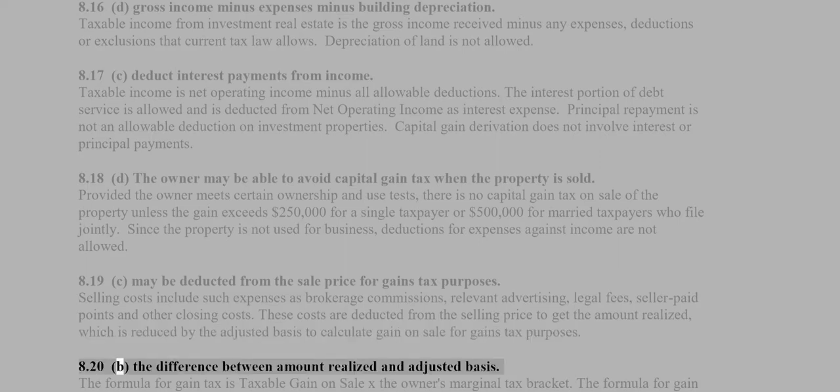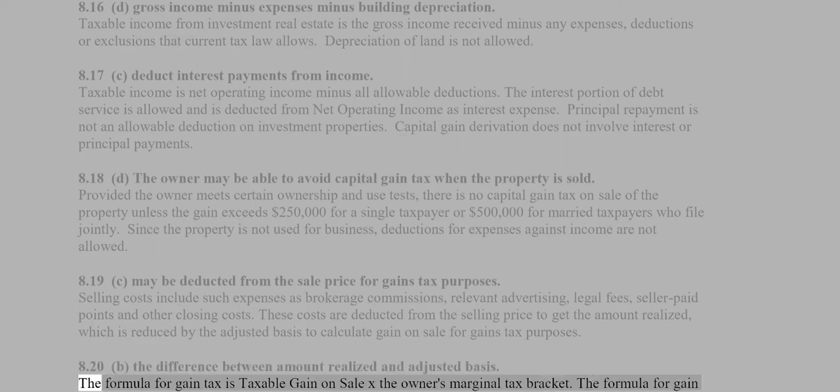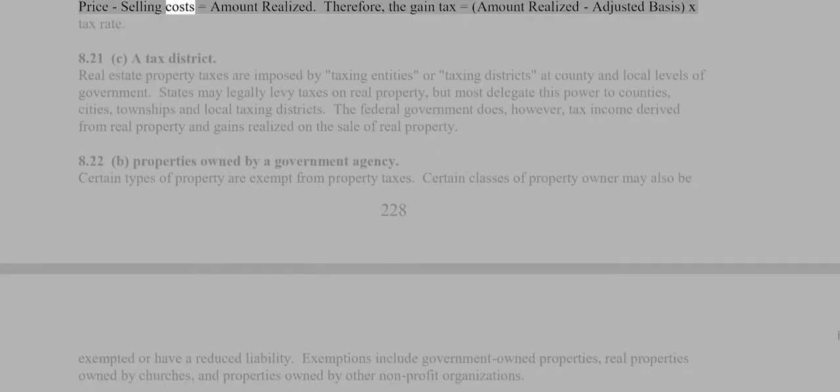8.20, B. The difference between amount realized and adjusted basis. The formula for gain tax is taxable gain on sale x the owner's marginal tax bracket. The formula for gain on sale is amount realized minus adjusted basis equals gain on sale. The formula for amount realized is selling price minus selling costs equals amount realized. Therefore, the gain tax equals (amount realized minus adjusted basis) x tax rate.